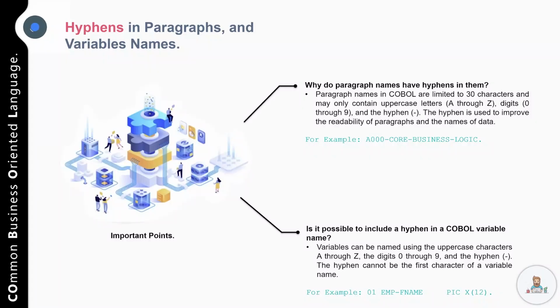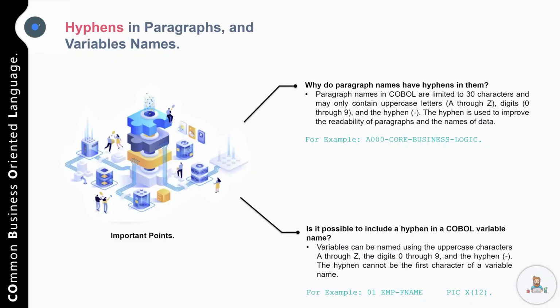In the following example, we have used A000-core-business-logic. So you can easily make out that this is the core business logic paragraph. And some of the modern compilers also allow paragraph names, division names, and other elements of COBOL to be typed in lowercase, that is lowercase a through z and digits 0 to 9.